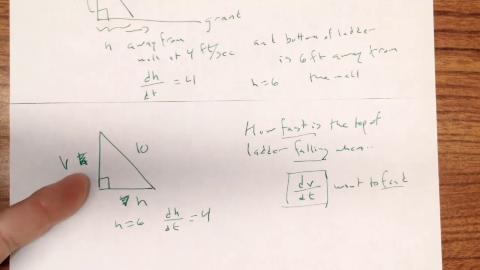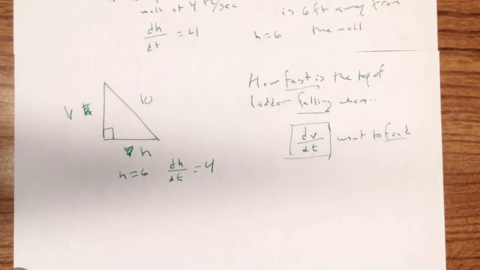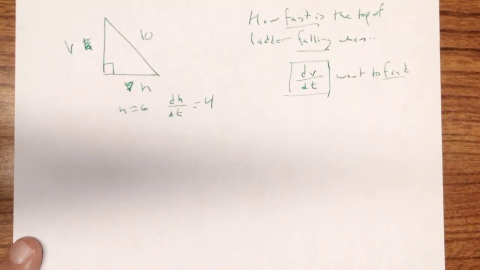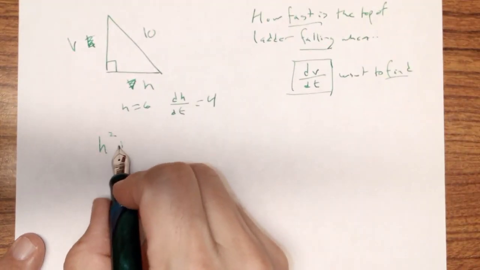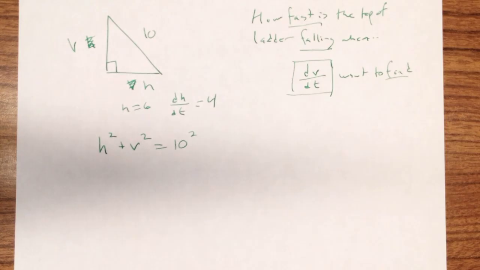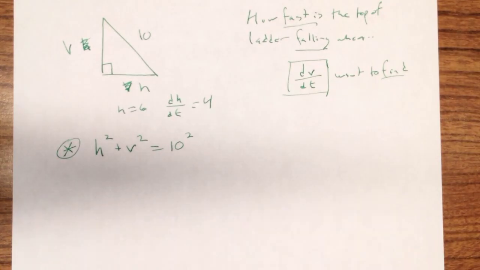What relationship can I use here? Oh, I can use my Pythagorean theorem again. But this time, it's the hypotenuse that's not changing. So when I think about setting this problem up, I start by saying, there's Pythagoras. And these are the things that are changing in time. So this is the equation I want to take the derivative of.